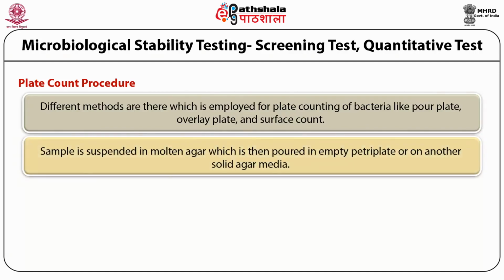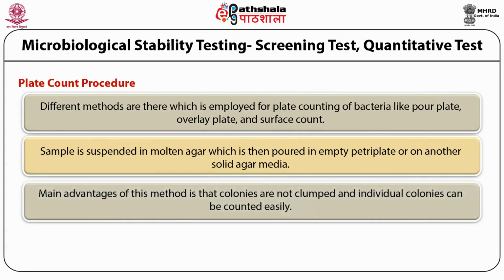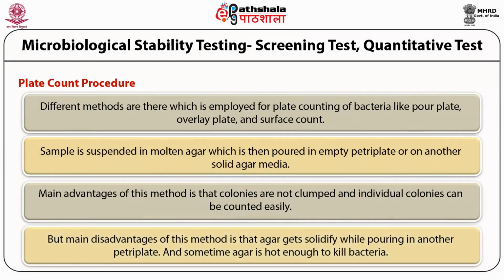Sample is suspended in molten agar, which is then poured in an empty Petri plate or on another solid agar media. The main advantage of this media is that colonies are not clumped and individual colonies can be counted easily. But the main disadvantage of this method is that agar gets solidified while pouring in another plate, and sometimes agar is hot enough to kill bacteria.